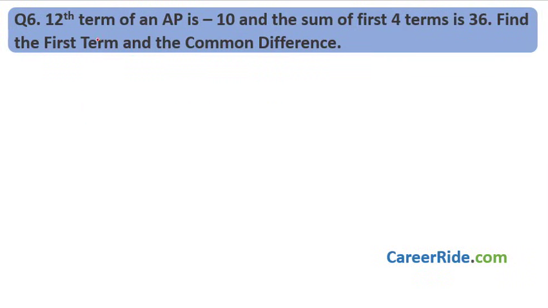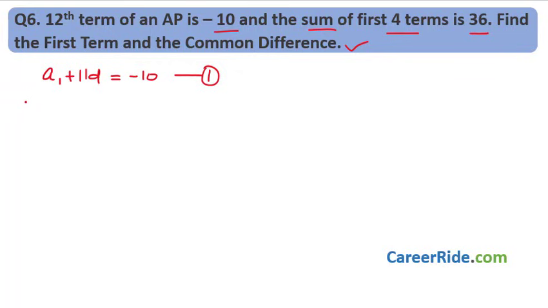Question number 6. The 12th term of an AP is minus 10 and the sum of the first 4 terms is 36. Find the first term and the common difference. Now how to solve this kind of question? Pretty easy. Let us assume that our first term is A1. So our 12th term becomes A1 plus 11D is equal to minus 10. This is given to me in the question. I'll mark it as equation number 1.